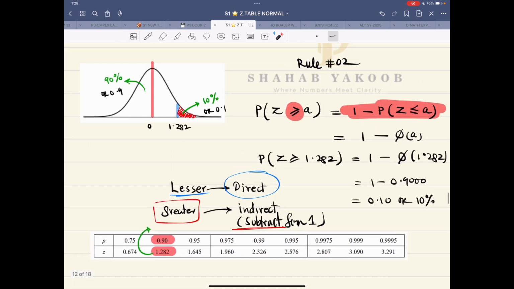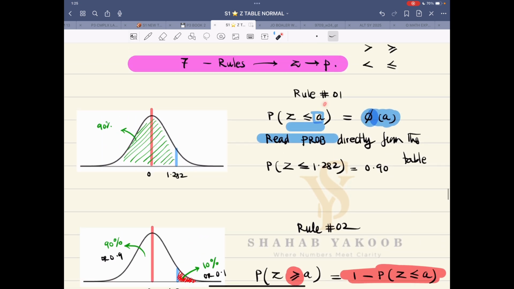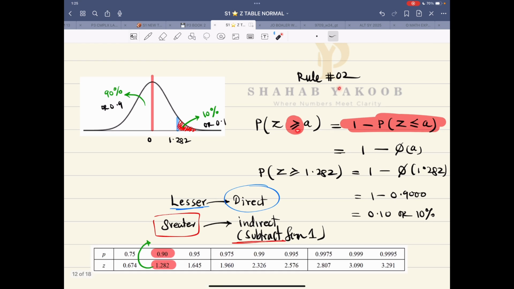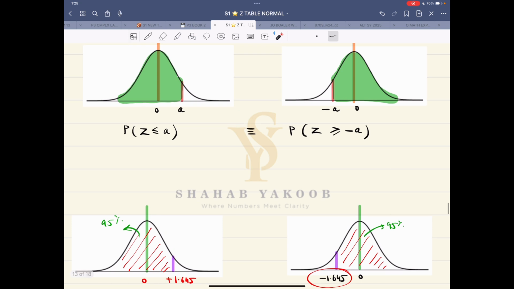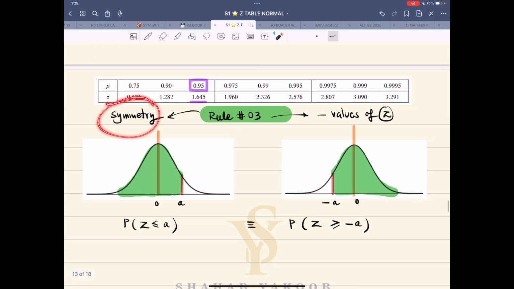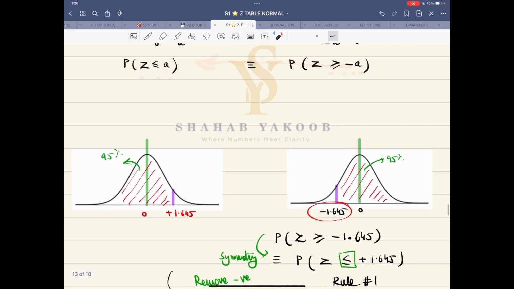Again, let's focus on this. Rule number 1, lesser, direct. Rule number 2, greater, indirect. Indirect means subtraction. Rule number 3, symmetry. Over here, z greater than or equal to negative A is the same thing as z lesser than or equal to A.